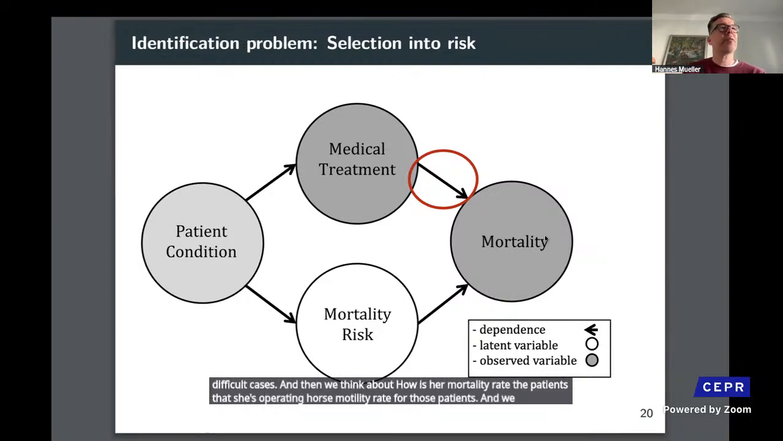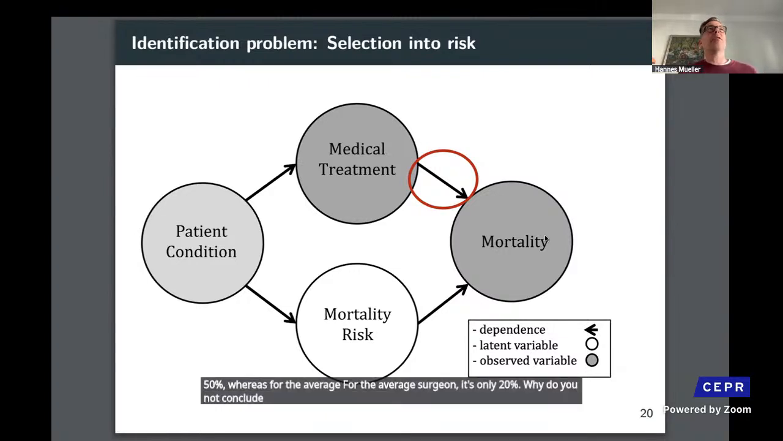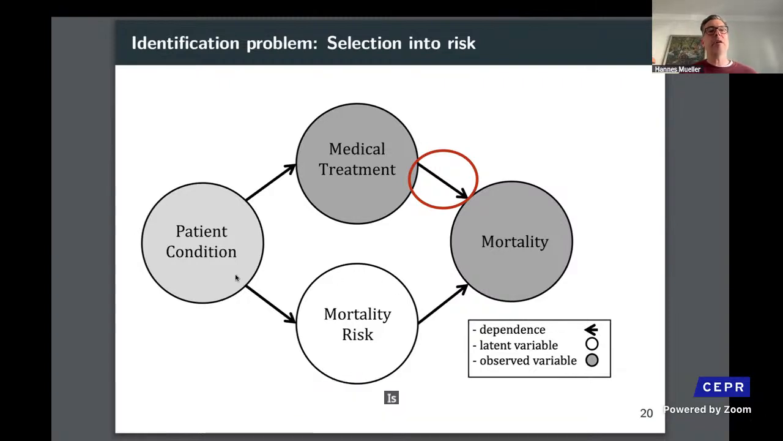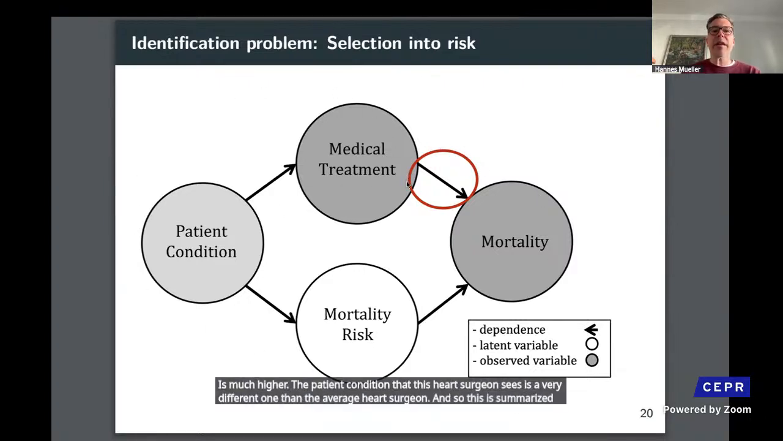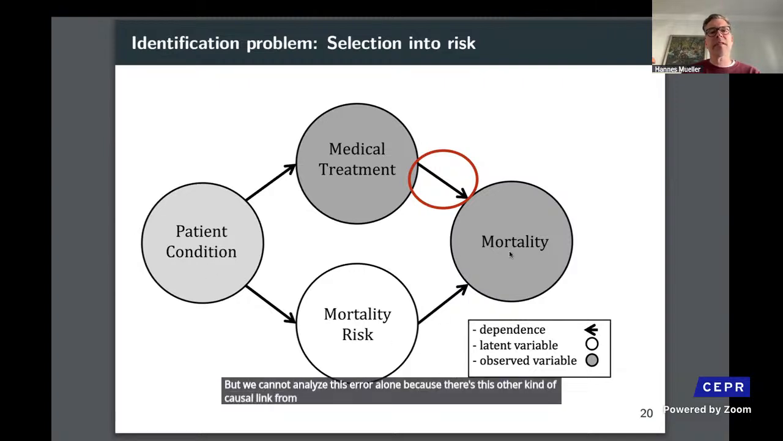And we see that the mortality rate of these patients is 50%, whereas for the average surgeon, it's only 20%. Right? You might conclude, oh, this is a terrible heart surgeon, but we might also think, oh, but maybe she gets the cases where the mortality risk, the underlying risk, is much higher. So the patient condition that this heart surgeon sees is a very different one than the average heart surgeon. And so this is summarized in this picture, where we are interested in what's the effect of this heart surgeon on mortality, but we cannot analyze this alone because there's this other causal link from patient condition to mortality through the underlying risk that is kind of messing with our measurement, right?